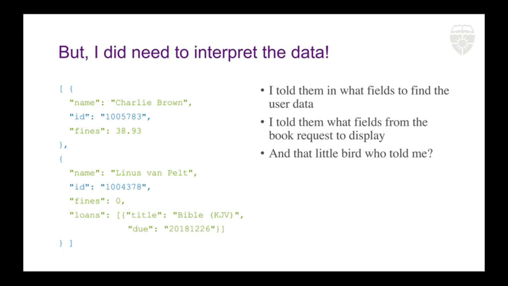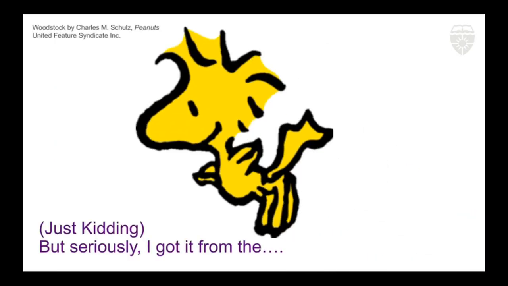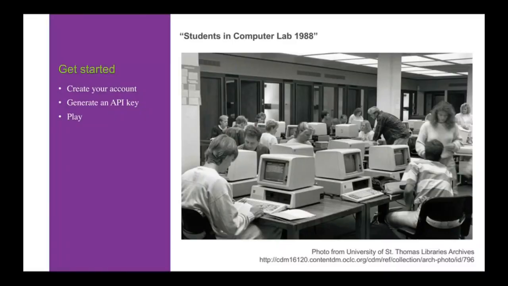And I basically got the lines of code from the little bird who told me so. Actually, no. I got it from the Ex Libris API Center. Again, it's a great resource. So to get started with the API Center, you need to create your account. You need to generate an API key, and then you just need to play around.